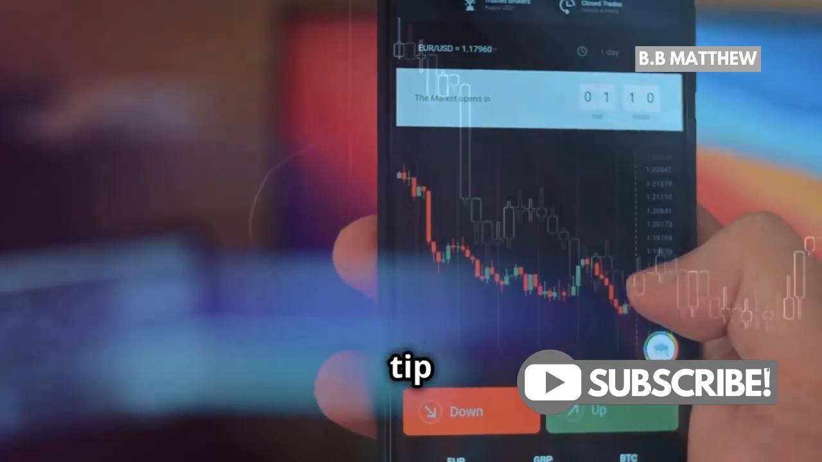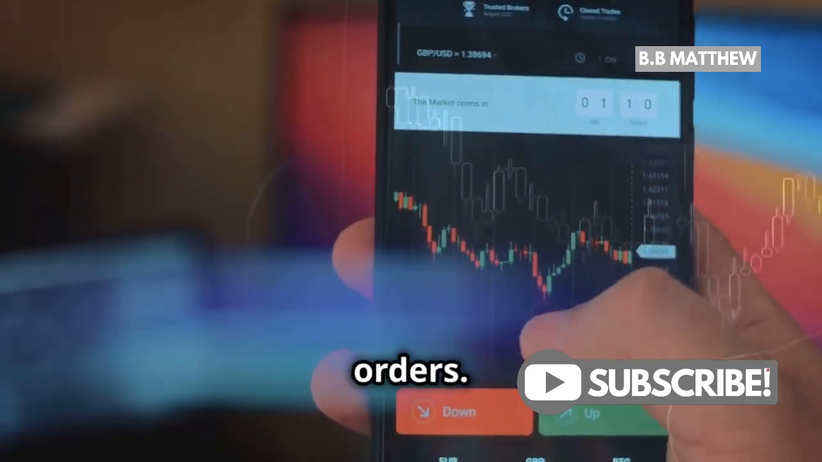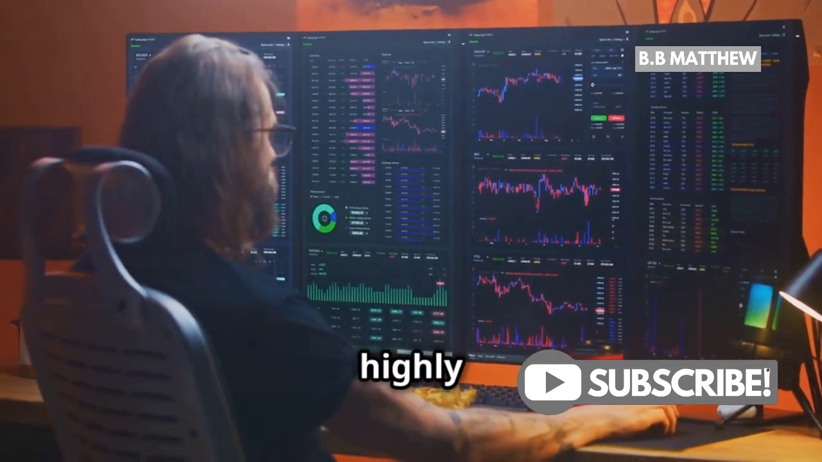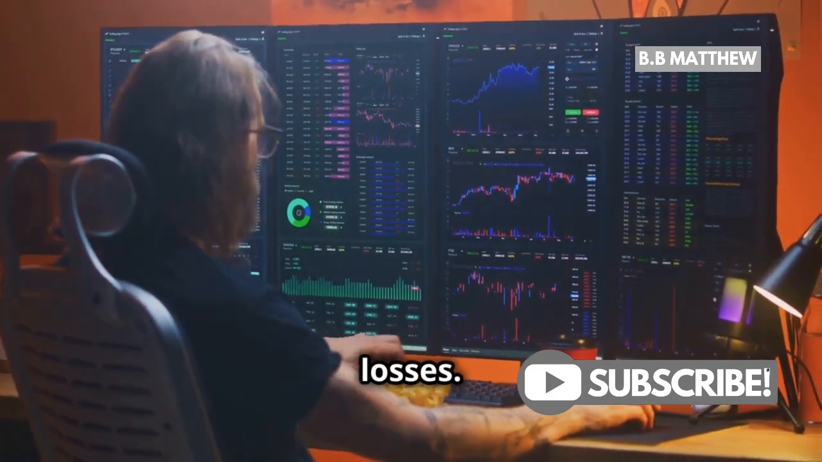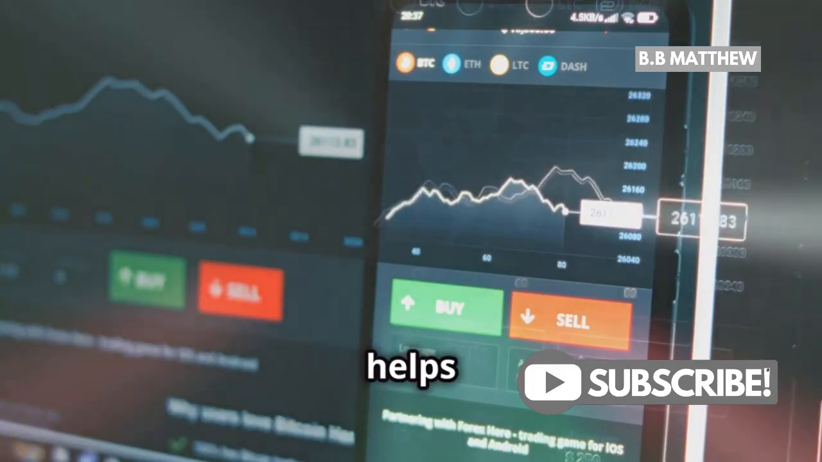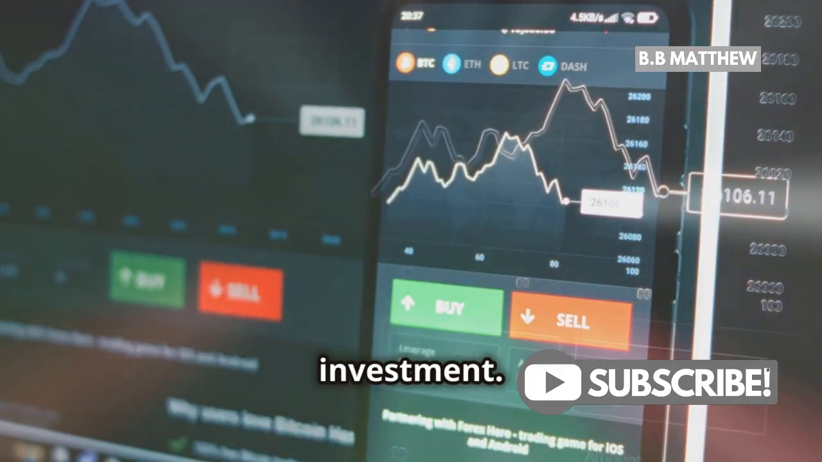One crucial tip: always use stop-loss orders. Futures trading is highly leveraged and can lead to significant gains, but also substantial losses. A stop-loss order helps you manage risk and protect your investment.